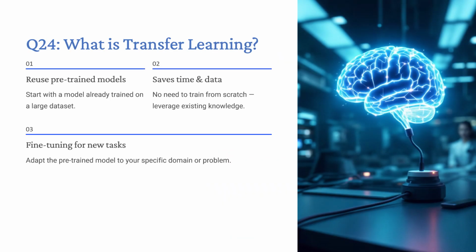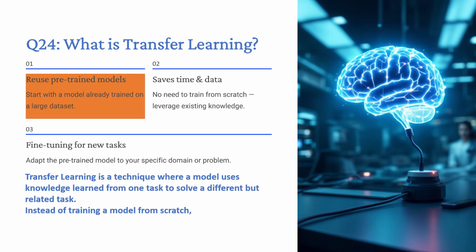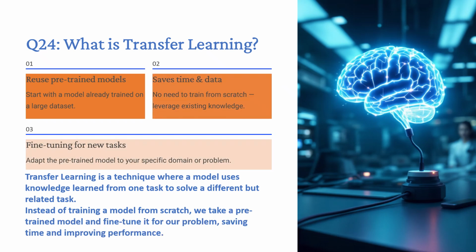Transfer learning is a technique where a model uses knowledge learned from one task to solve a different but related task. Instead of training a model from scratch, we take a pre-trained model and fine-tune it for our problem, saving time and improving performance.